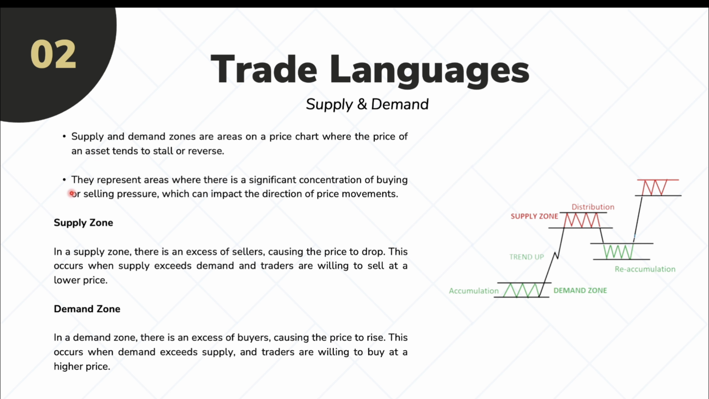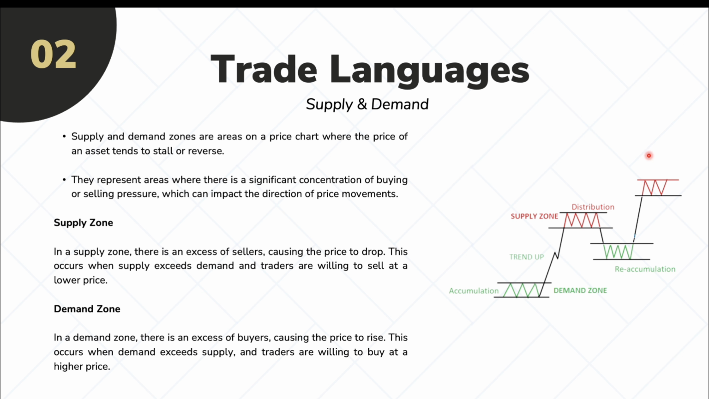or reverse. They represent areas where there is a significant concentration of buying or selling pressure, which can impact the direction of price movements. This is a depiction of how that looks. You have an accumulation on a demand zone, and you're trending upwards. Then you're coming into a supply zone. This looks like support or resistance in some way. Then you're in a supply zone or resistance area, distribution lower. Second stage of accumulation, you're going higher again. And here as well. Higher highs, higher lows, higher highs, support, resistance.